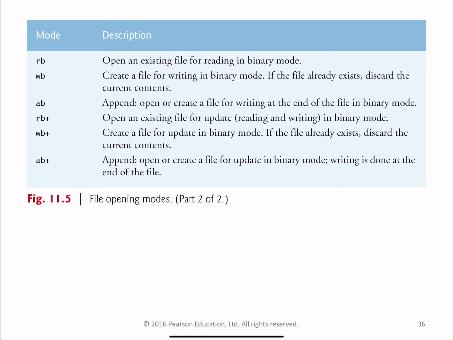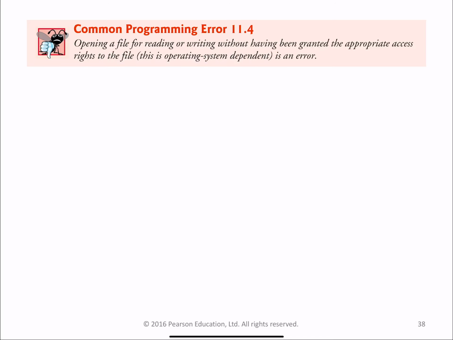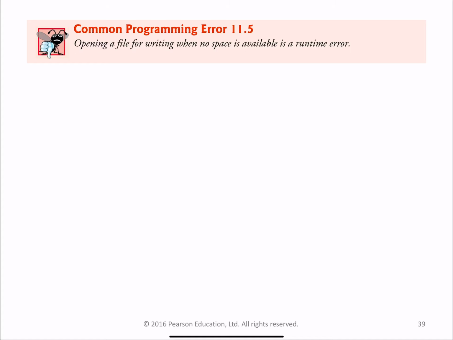And this is an extended version of the table I just showed you that shows you different file opening modes, including the binary modes. Obviously, opening a non-existent file for reading is always an error. That's easy to remember. Also, you need to have permission from your operating system to open a file for reading or writing. If your user account does not have access to a file and you try to access it through your program, you'll get an error again.